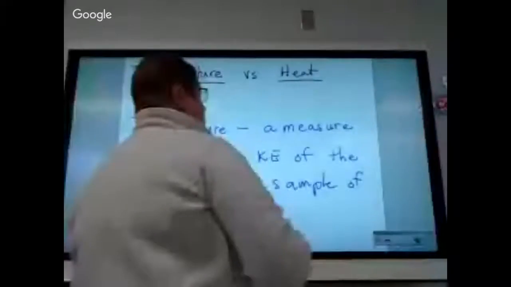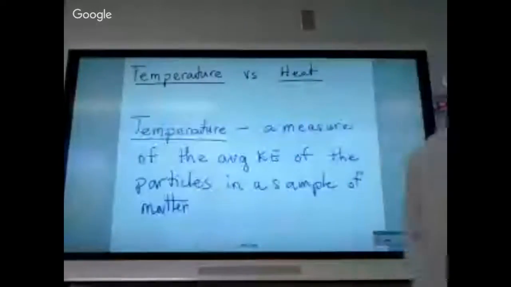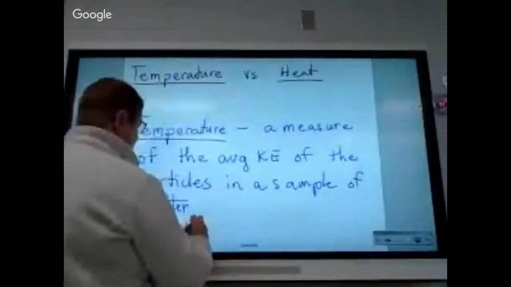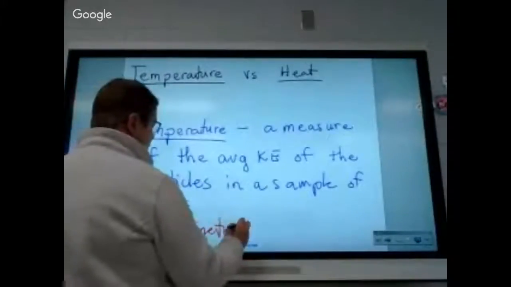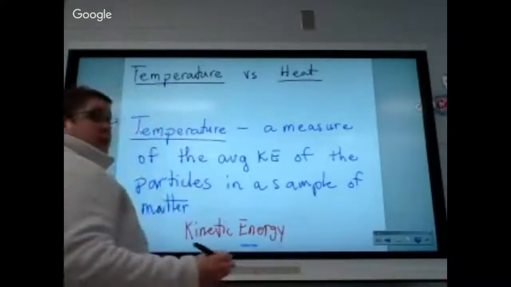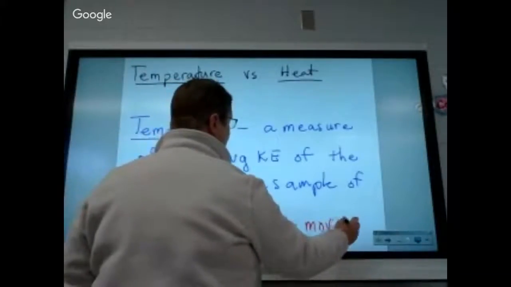Now, what do you suppose is the most important key phrase in that definition? What does KE stand for? Kinetic energy. Does anybody know what kinetic energy is for physical science? I just sort of assume people know that when they get here. KE stands for kinetic energy, in case you don't know that. It's okay if you don't. You should have learned it in middle school. Which is basically moving energy.